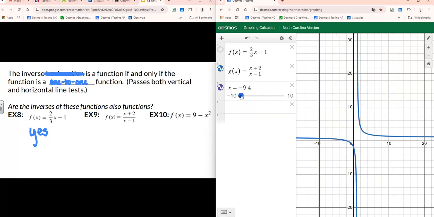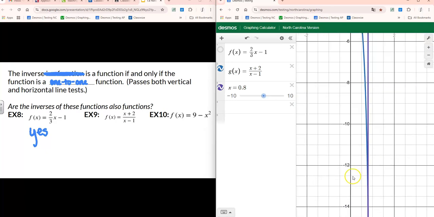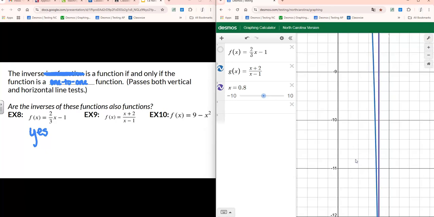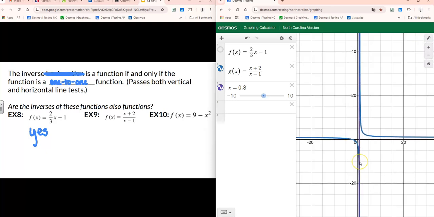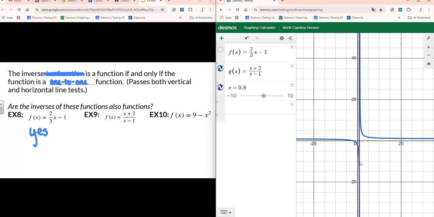So let's look. Does this pass the vertical line test? It's definitely okay like here and over here, right? Right here it gets a little tricky. Like right there, it looks like it's touching a bunch of times. But if I zoom in, is it actually touching a bunch of times? It's not. What we've got there is called a vertical asymptote. This is still going to pass the vertical line test. So this passes vertical line test.